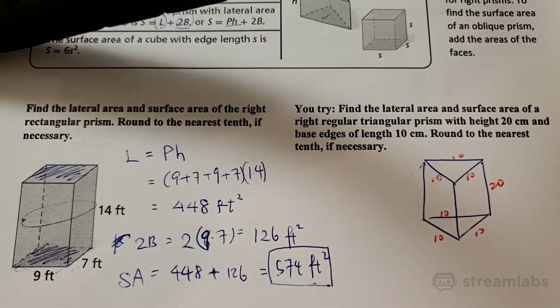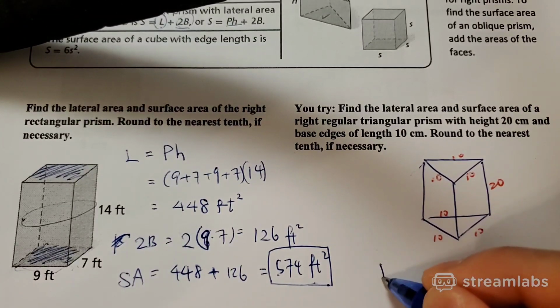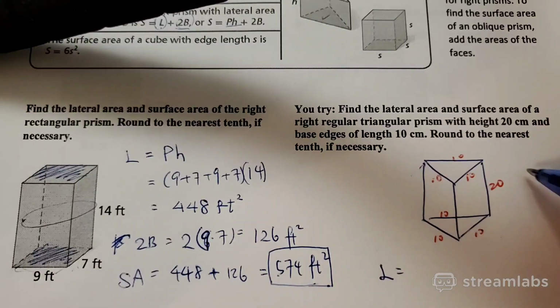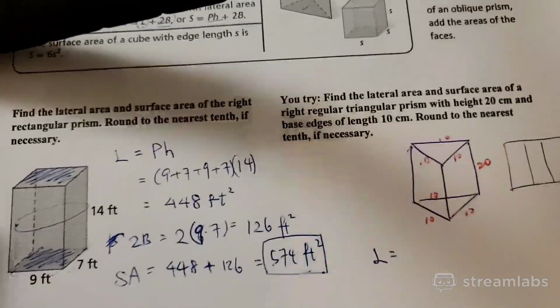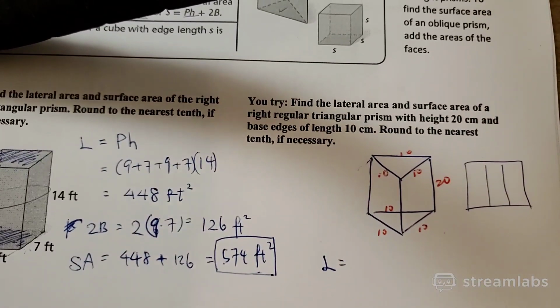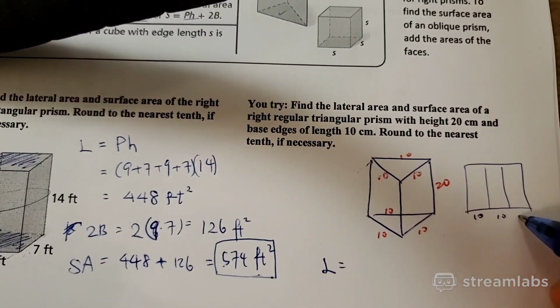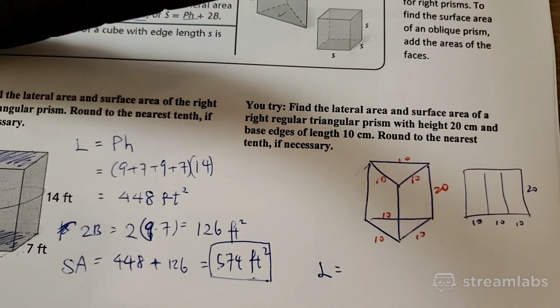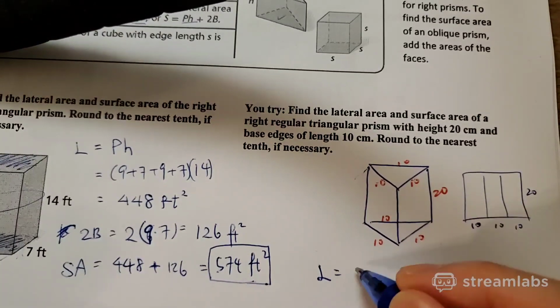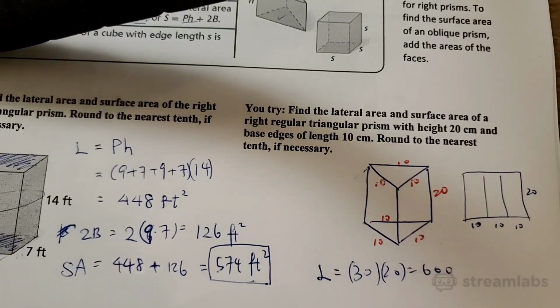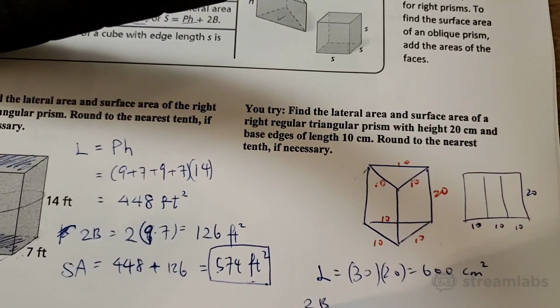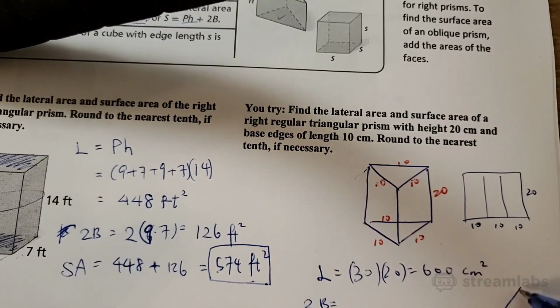So when you're doing it, right, the lateral is when you expand this will look like a rectangle, right? With 10, 10, 10, and 20, right? So your lateral would be 30 times 20, which is 600. Okay, 600 centimeters square, right?